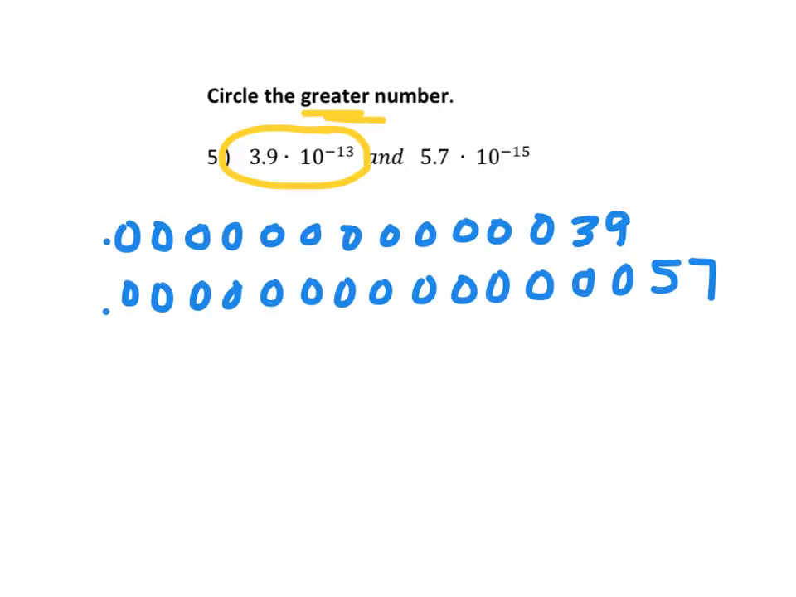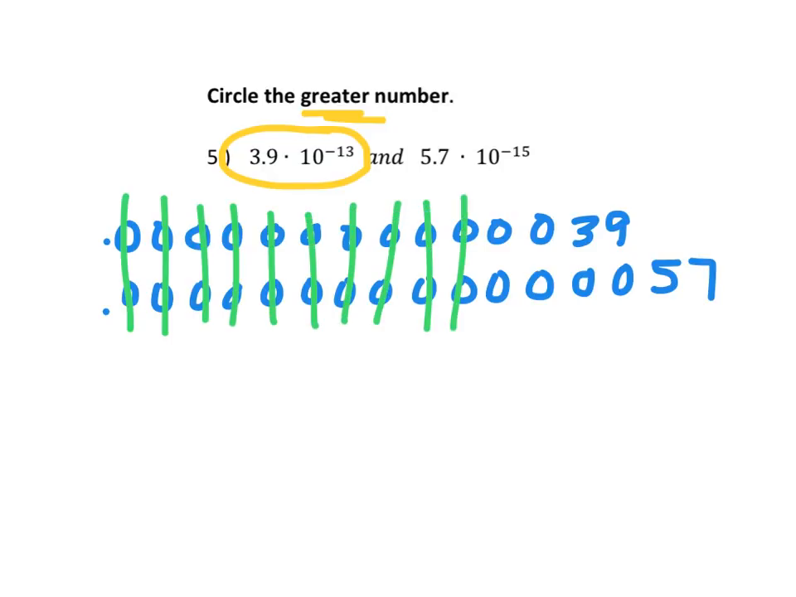Here's how they would look if we put them in standard form. I know that looks a little crazy, but you can see the digits are the same, same, same, and then 3 is greater than 0. So we're right. 3.9 times 10 to the -13th power is the greater number.